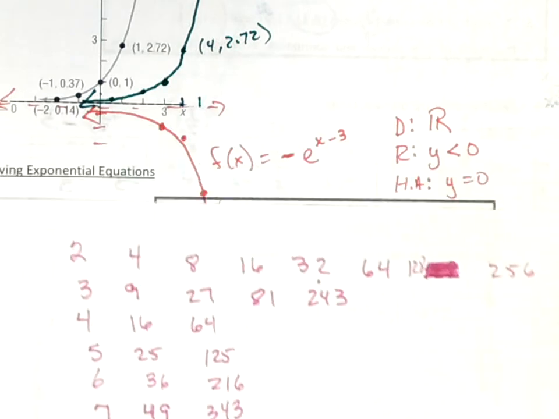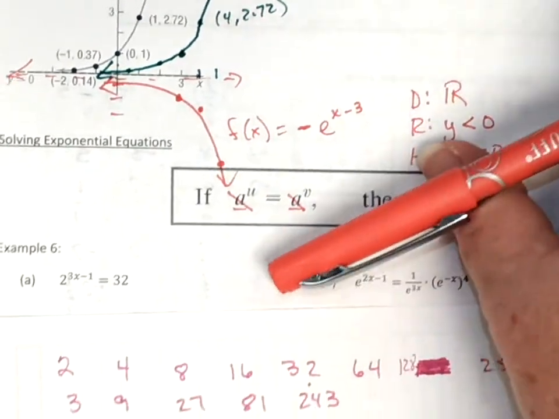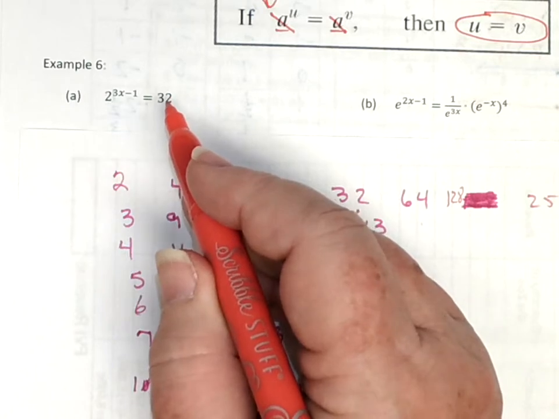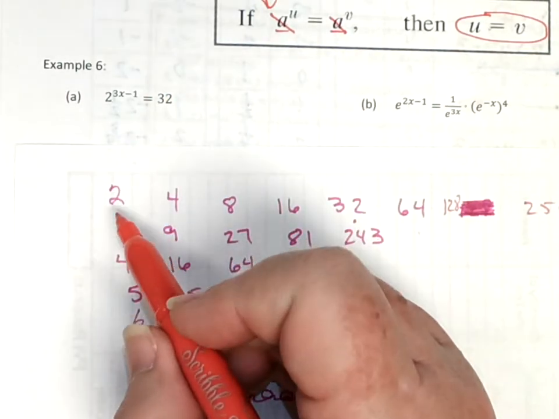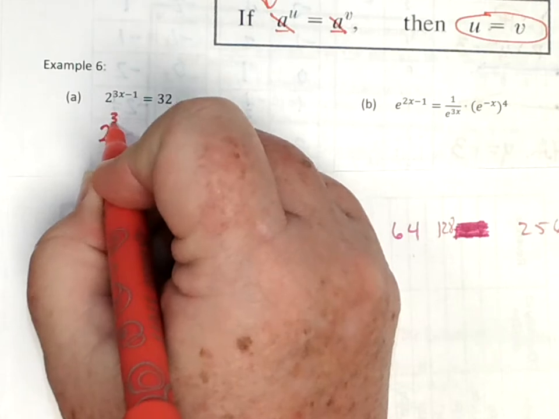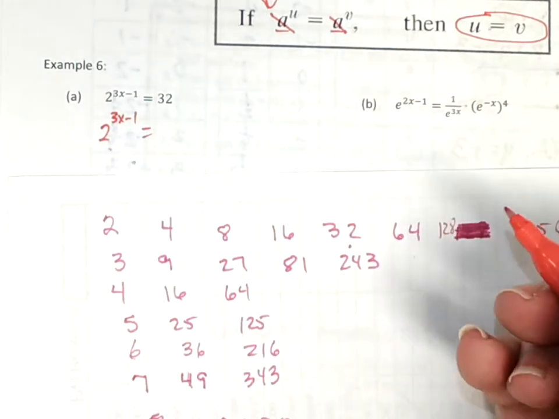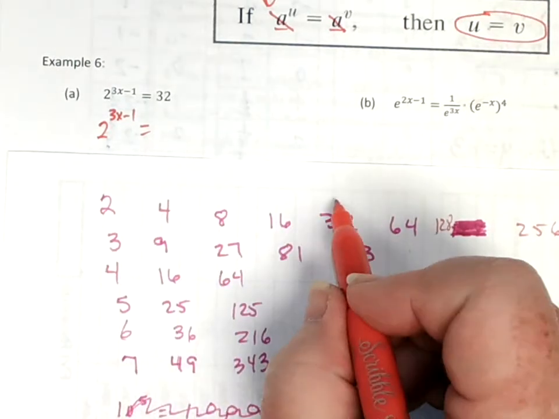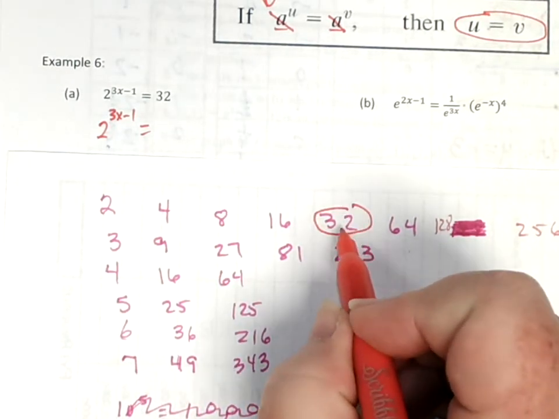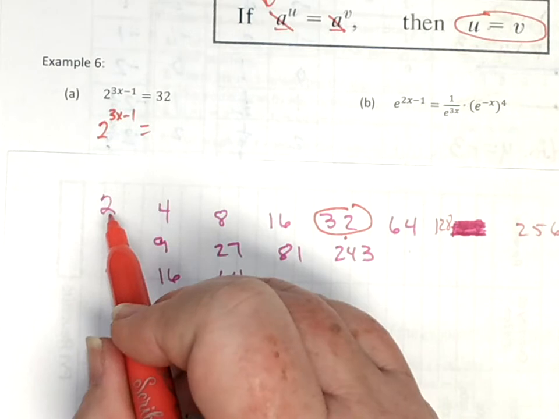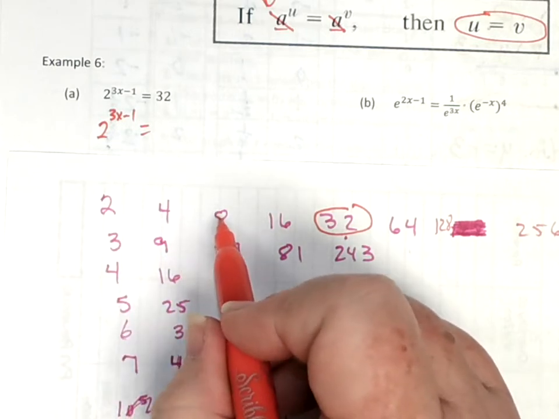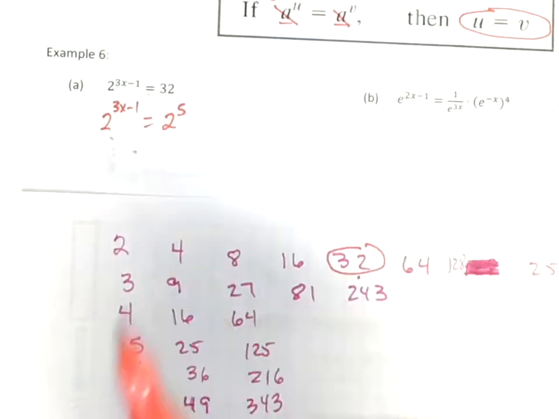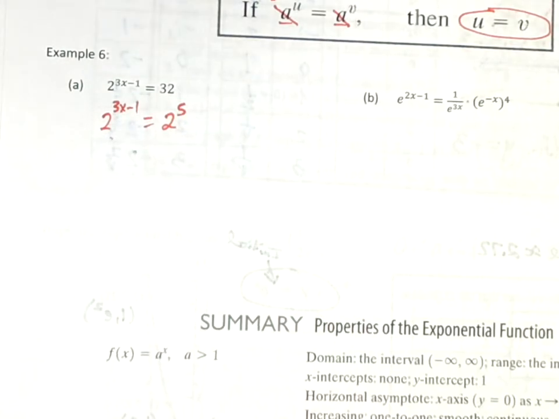If you'll notice these numbers right here, I've got a base of 2 and then the number 32. Well, a base of 2 is the lowest I'm going to go. So 2 to the 3x minus 1 is just going to stay the same. But where on this list can I find 32? 32 is right here. That's 2 to the first, 2 to the second, 2 to the third, 2 to the fourth, 2 to the fifth. So 32 can be rewritten as 2 to the fifth power.